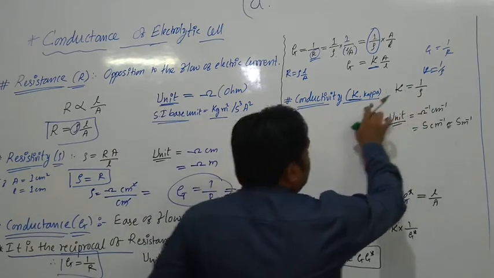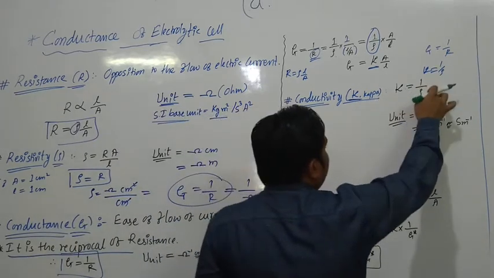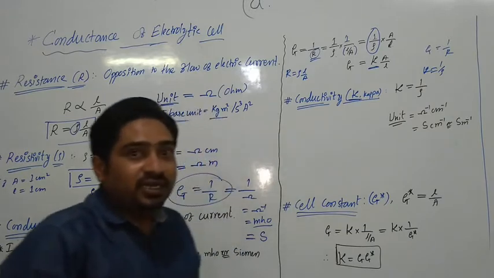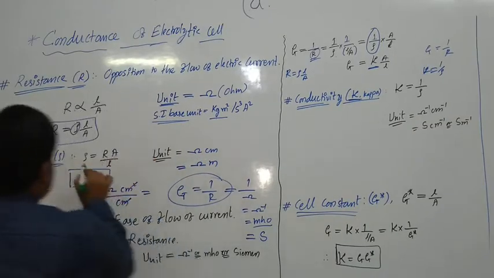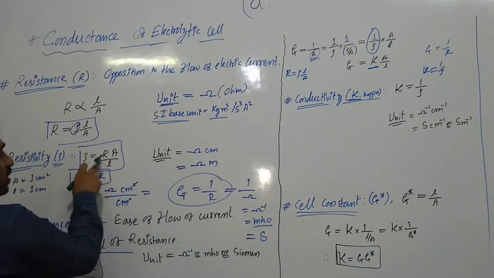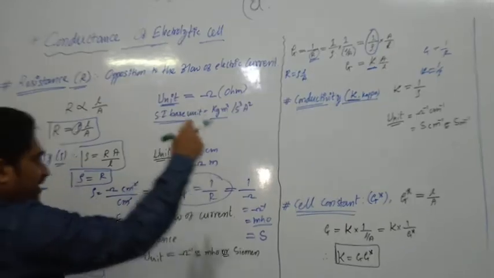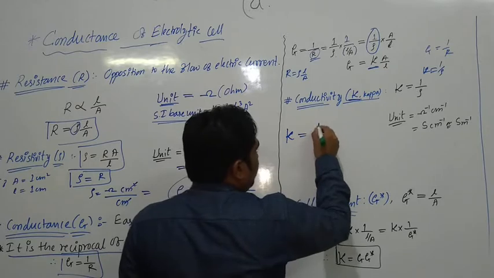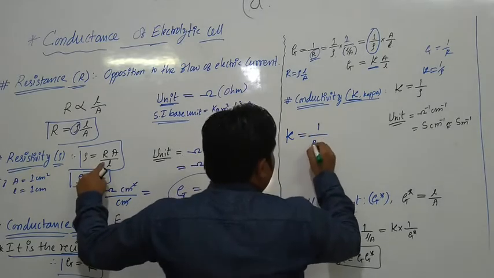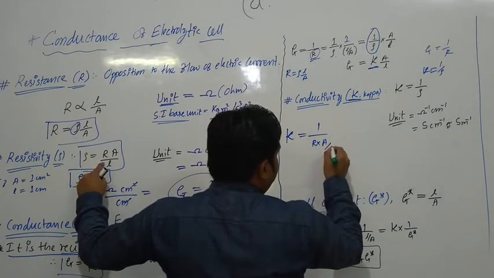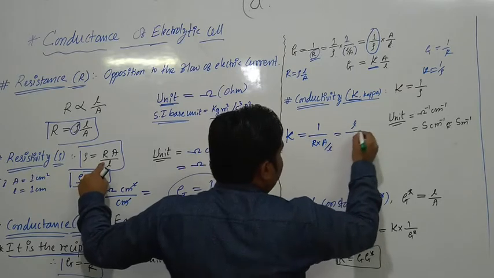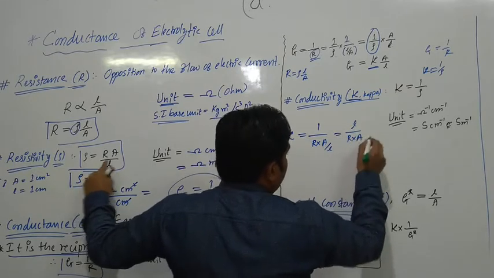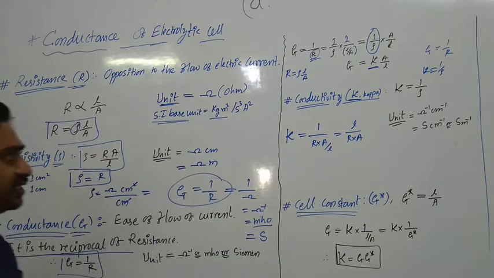Now, kappa is equal to what? 1 divided by rho. What is rho? The formula of rho is equal to R into A by L. Let us write here. Kappa is equal to 1 divided by R into A divided by L. Now, you can write it like this: L divided by R into A.